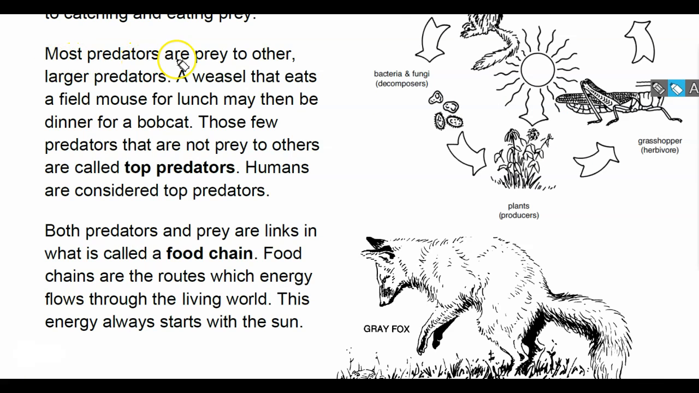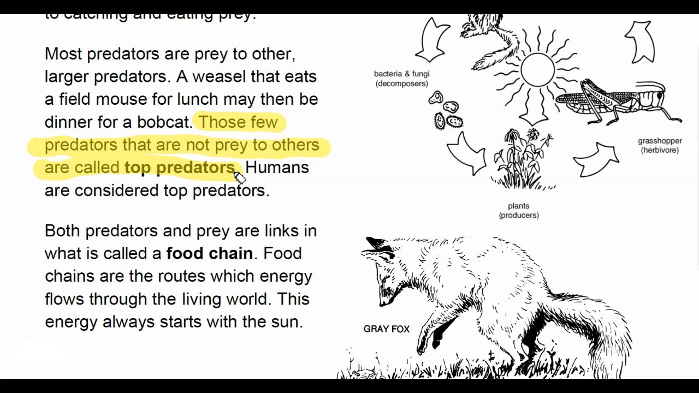It says most predators are prey to other large predators. For example, a weasel that eats a field mice for lunch may then be dinner for a bobcat. Okay, those few predators that are not prey to other animals are called top predators. So that could be an important thing to highlight. Here's an example: a shark. That's probably a top predator because they don't have anything else that eats them. Humans are considered top predators, so that's us.